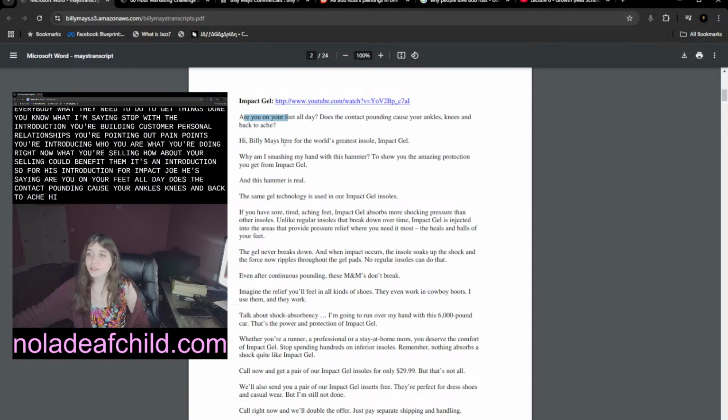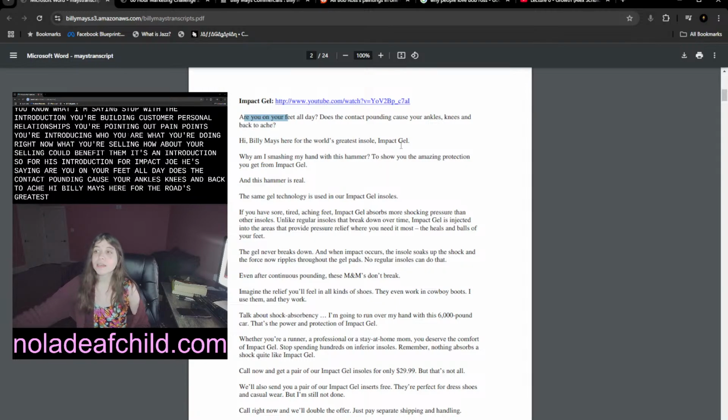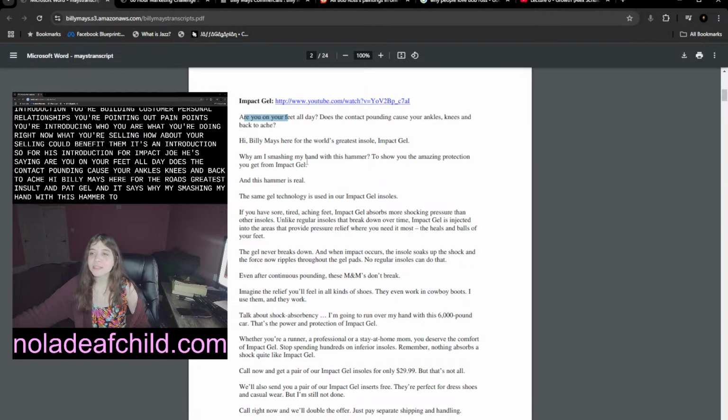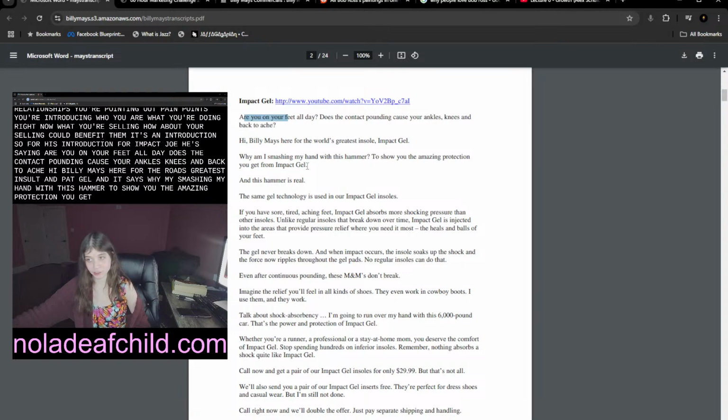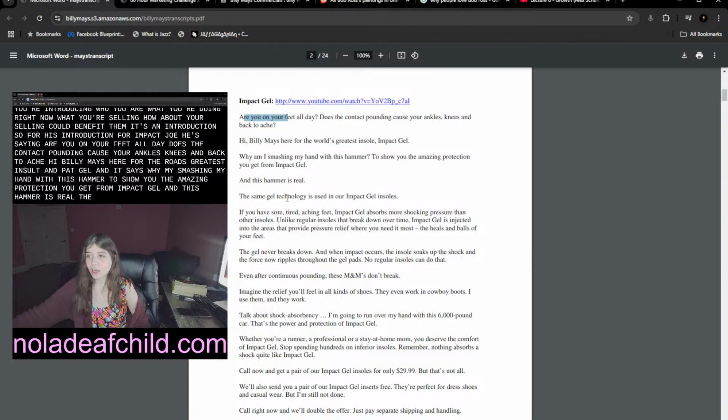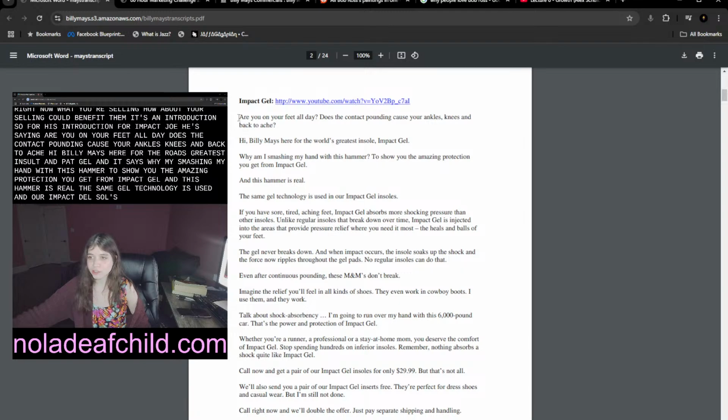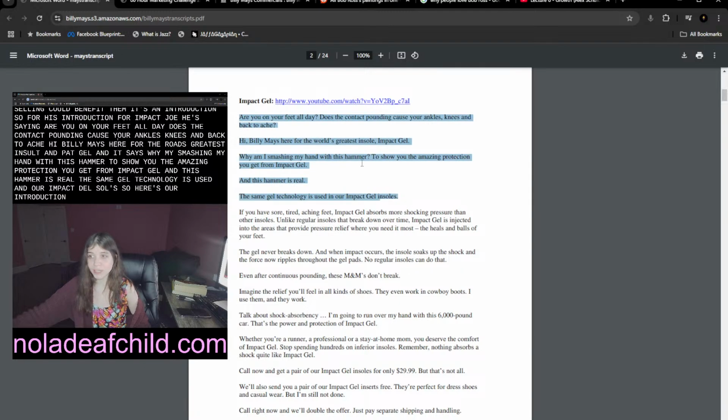Hi, Billy Mays here for the world's greatest insole, Impact Gel. Why am I smashing my hand with this hammer? To show you the amazing protection you get from Impact Gel. And this hammer is real. The same gel technology is used in our Impact Gel soles.